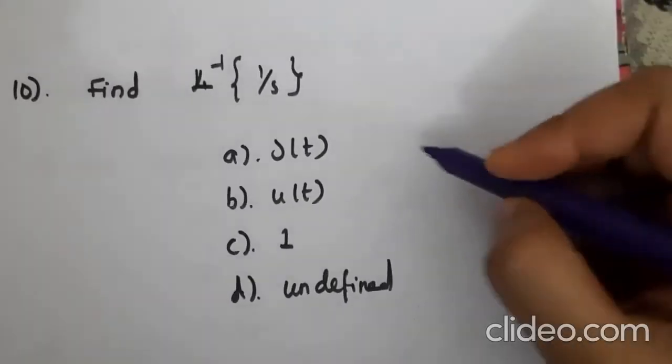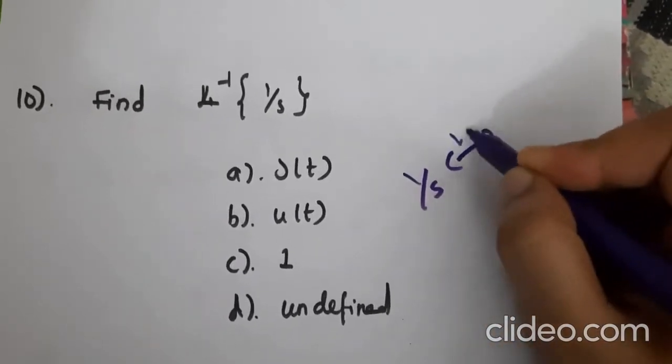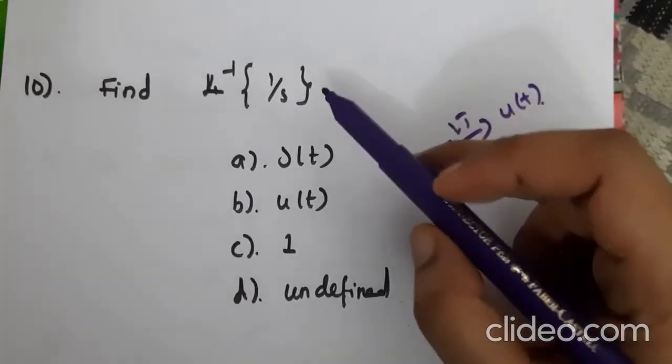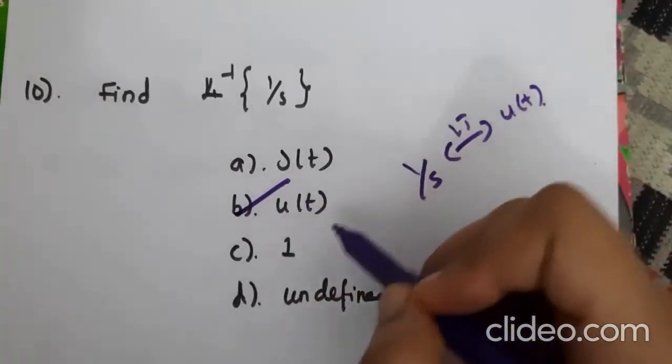And the final one, this is very easy. The Laplace transform pair here is the unit step signal u of t. So the inverse Laplace of 1 by s is u of t, and B is the answer.